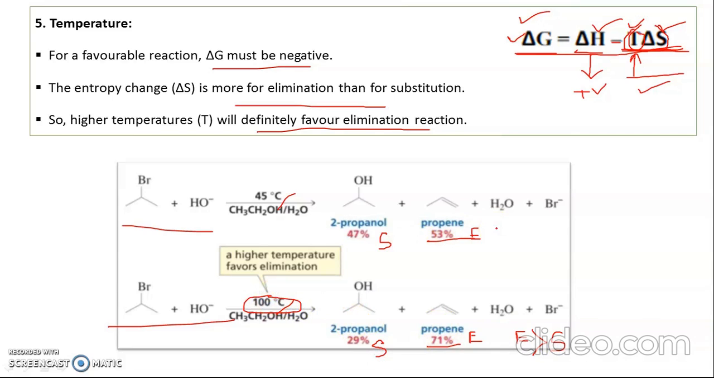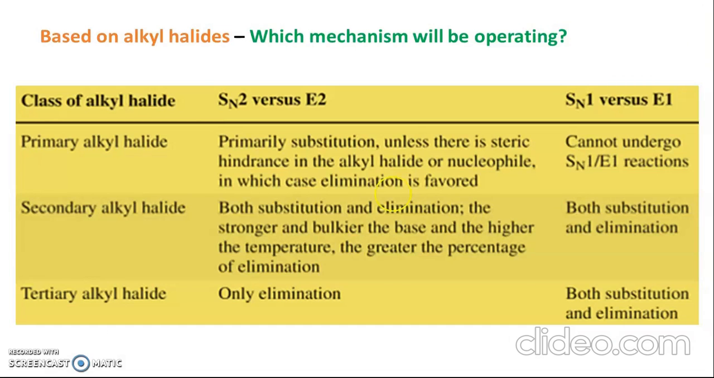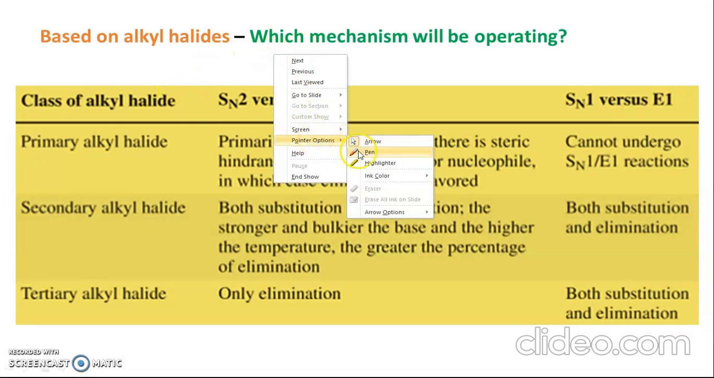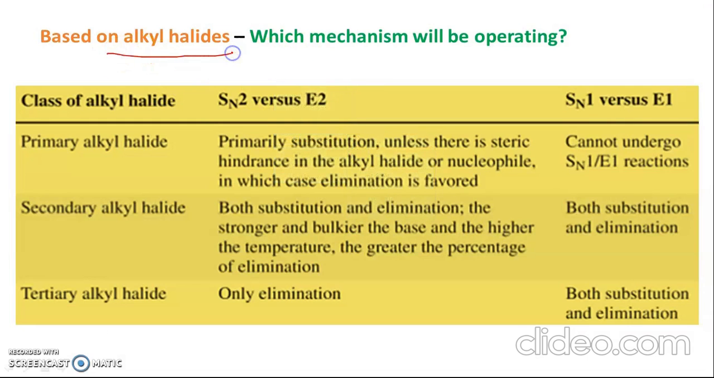Okay, so those are all the factors that may have some role in whether substitution or elimination will be predominating. Now just one table which is regarding the alkyl halide nature. Based on the alkyl halide, if we compare SN1, SN2, E1, E2, then which mechanism will be operating. So this is based only on the alkyl halides.